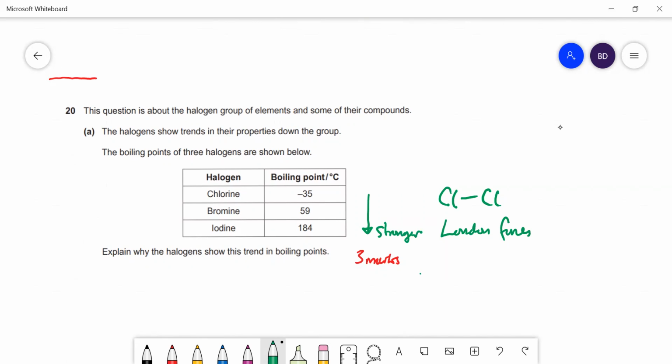Why do they get stronger? Because the number of electrons increases as the atoms get bigger. So you've got more electrons, so you've got more points of contact. So you've got stronger London forces, higher boiling point.